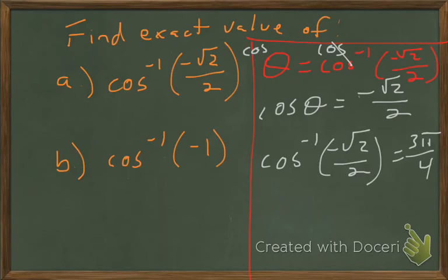So based on that, it is very similar to what we did for sine. I want you to go ahead and try letter B on your own with cosine inverse of negative 1. Pause the video, give it a shot, we'll come back.